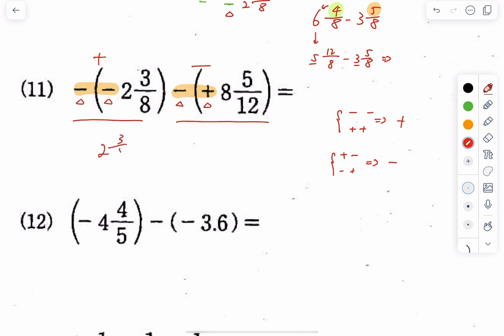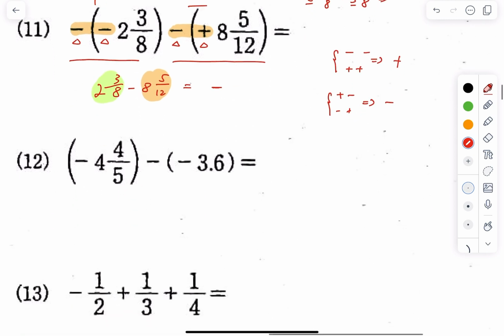2, 3 over 8. I'm going to neglect a positive because I know 2, 3 over 8 is a positive number. Minus 8, 12 over 5. Again, we have a larger number being subtracted by a smaller number, so I know that the answer is negative. And then all I need to do is, using the larger numerical value, which is 8, 5 over 12, subtract 2, 3 over 8. I'm going to find the LCM.